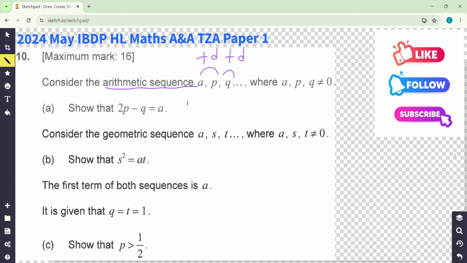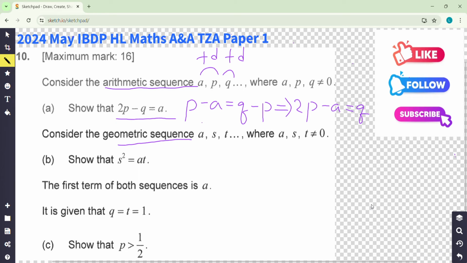So you know that p minus a equals q minus p. And then you move the 2p to the left-hand side, so 2p minus a equals q, and then change it back, and then you got this result. Okay, the next one is about geometric sequence.